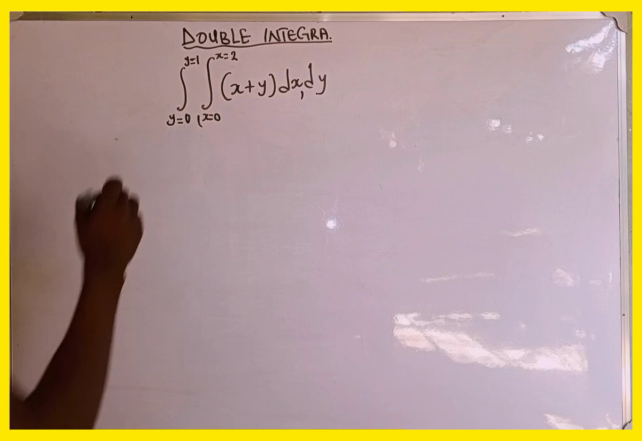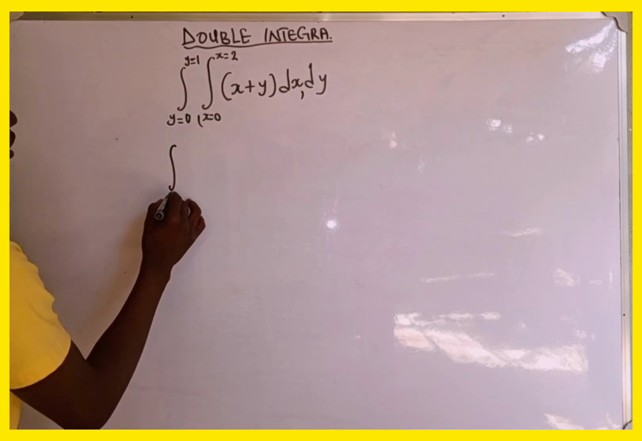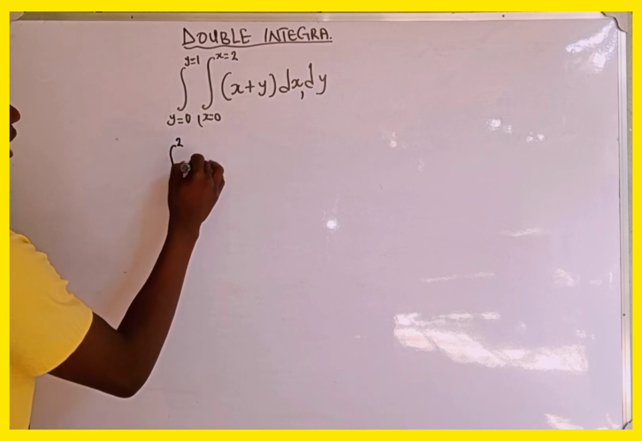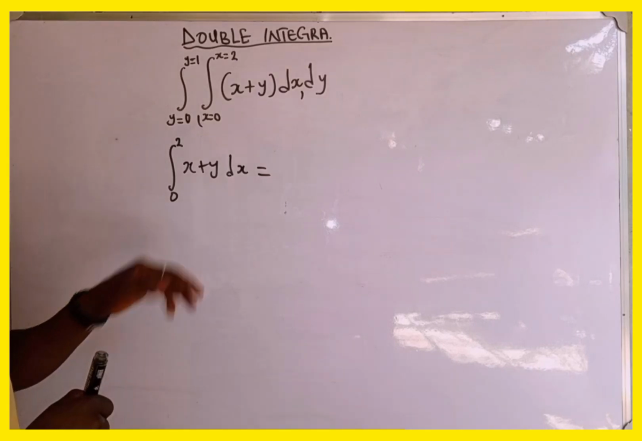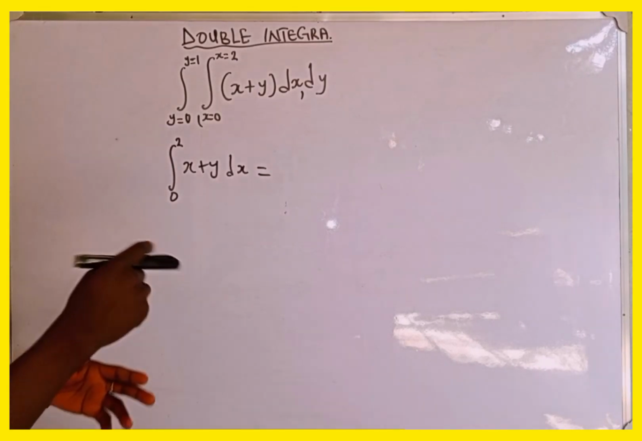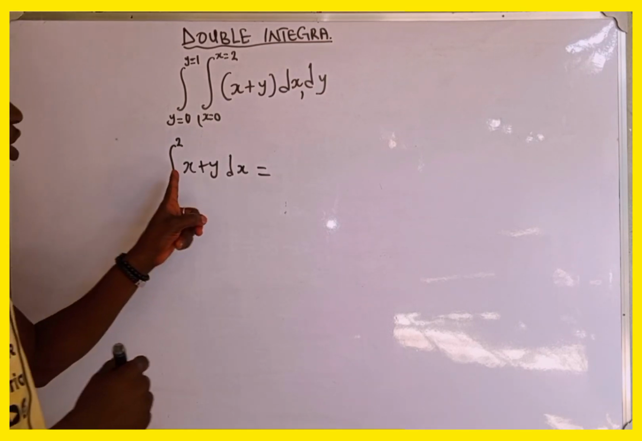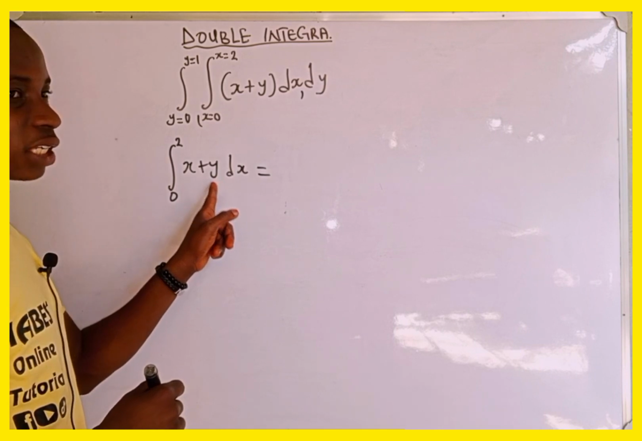Now, the inner integral will have what? The integral and the bound is from 0 to 2 of x plus y dx. So we're going to integrate this function with respect to x. And recall the integral: we add 1 to the power, then divide by the power. Since we are integrating with respect to x, we're going to treat y as constant.